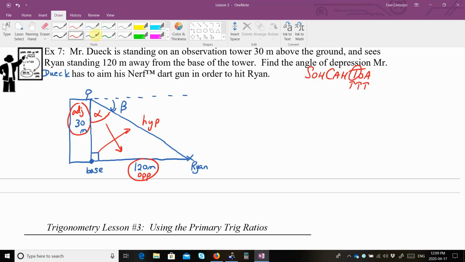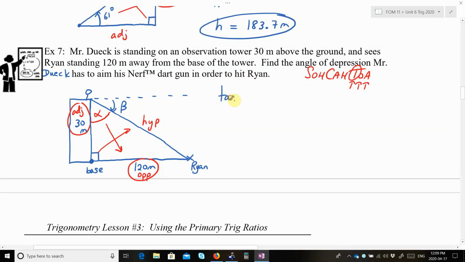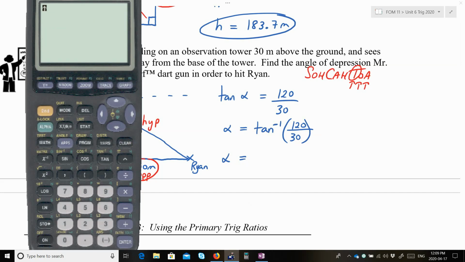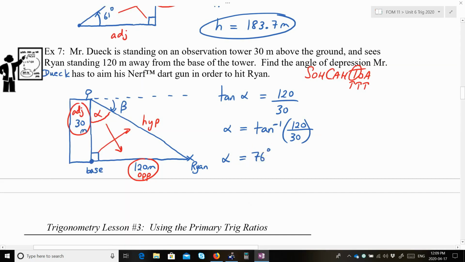So I would say that tan of alpha is equal to opposite divided by adjacent. And remember, to get an angle, you have to do tan inverse of 120 divided by 30. Okay, so angle alpha is about 76 degrees. We round to the nearest degree for angles.